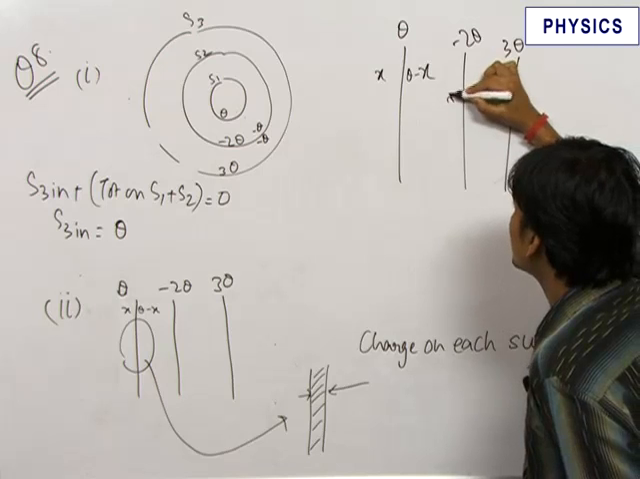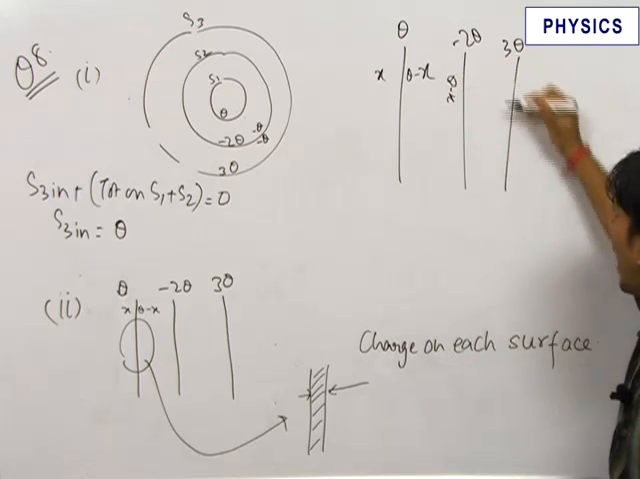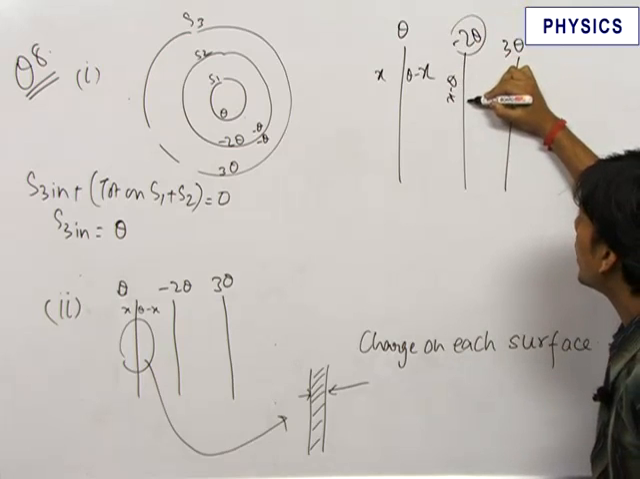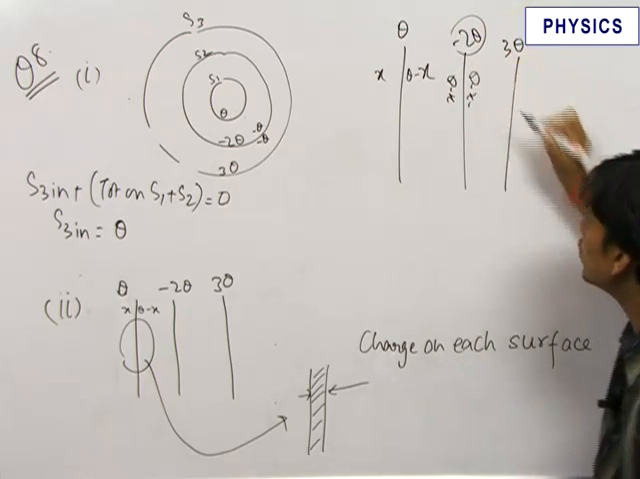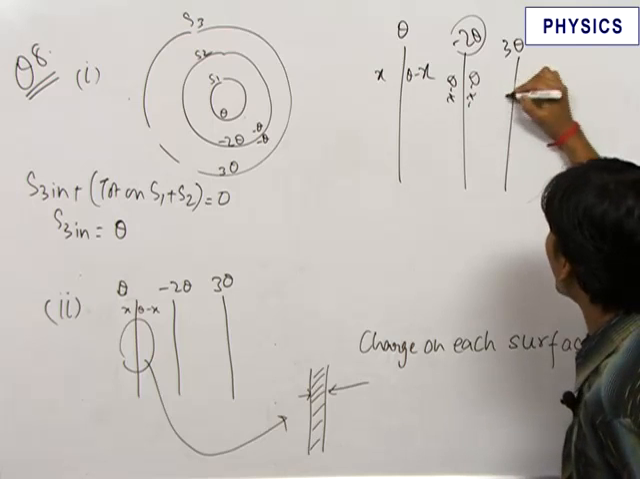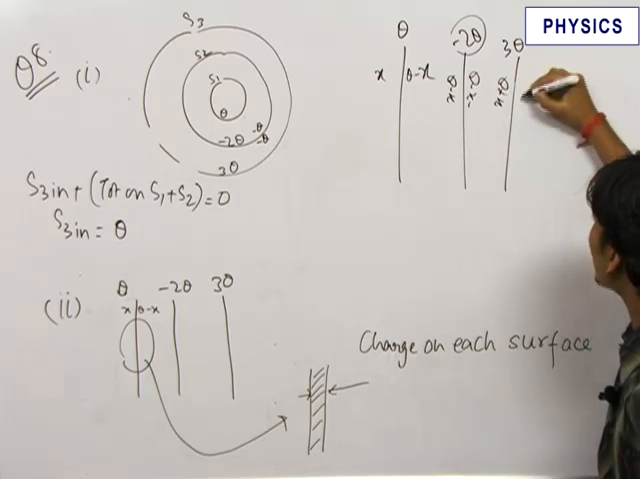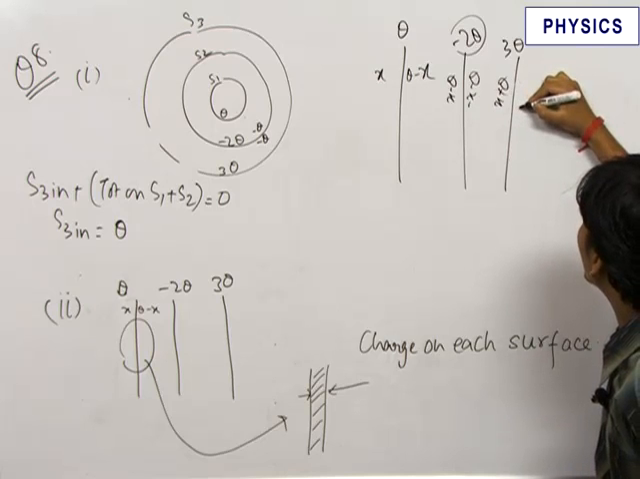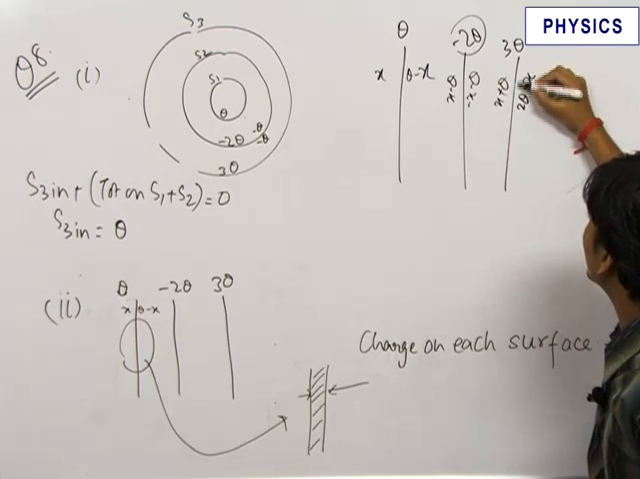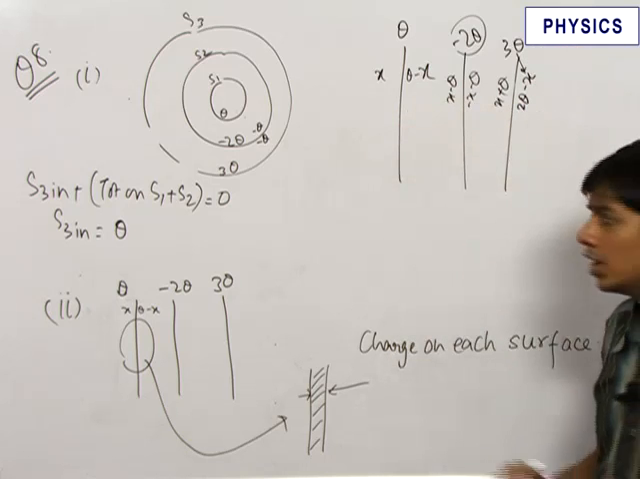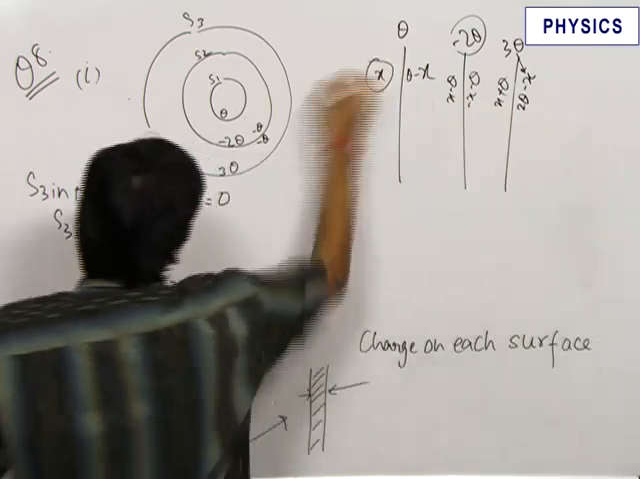Therefore, the charge on this surface will be x minus q, and the charge on this surface, by conservation of charge, since the total is minus 2q, has to be minus x minus q. The charge on this surface by adjacent surface logic will be x plus q, and the charge on this surface will be 2q minus x by conservation of charge, since the total is 3q. Now we get the charges on the respective surfaces in terms of x. So the only thing we need to find out now is x.